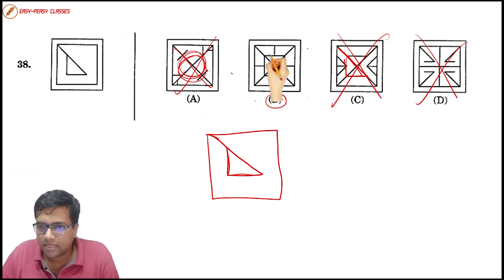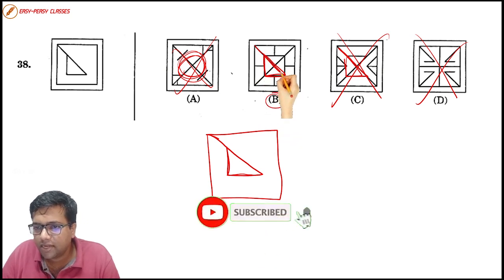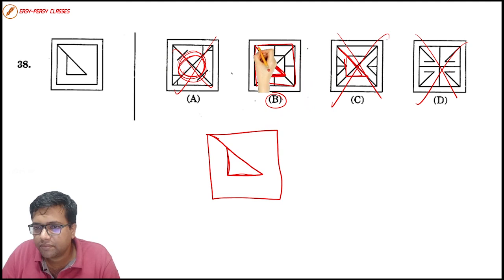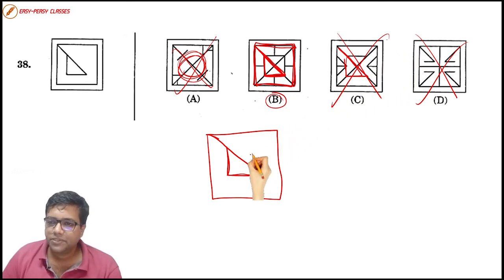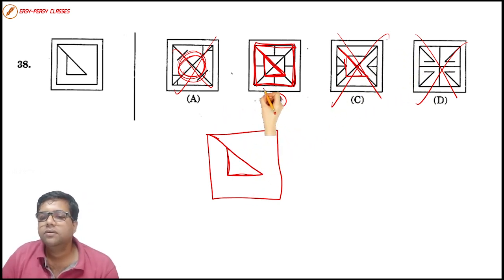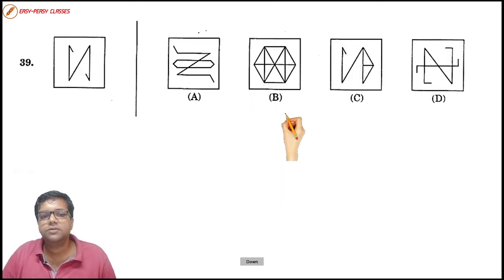Let us see where it is hidden. In option number B, the triangles are hidden over here like this. The triangle is hidden over here like this. This is our hidden figure. Okay, so let us move on to the next question.